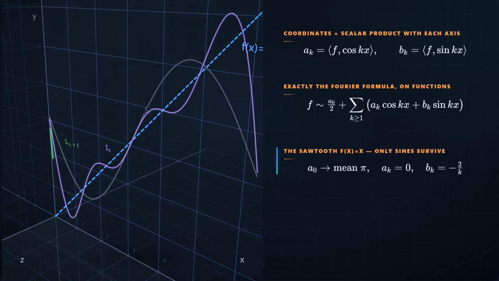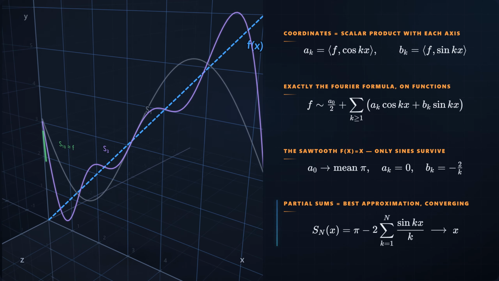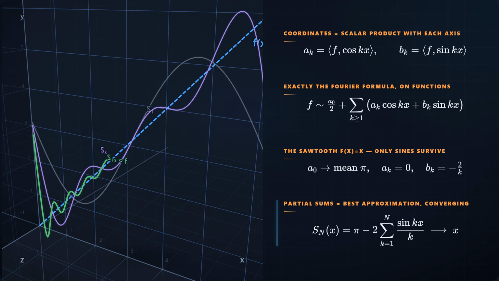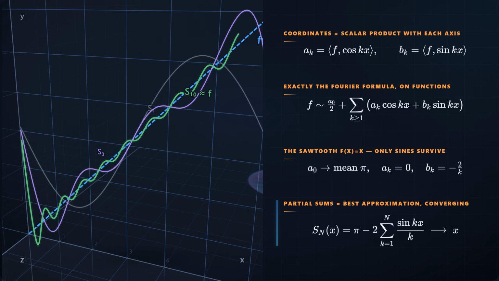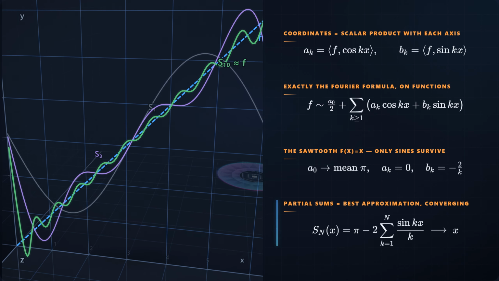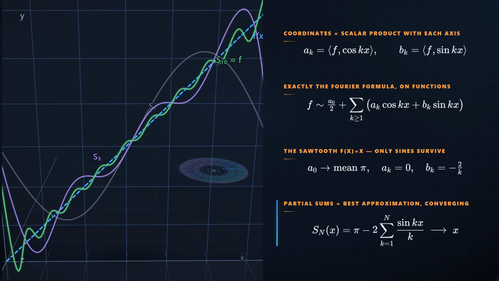And 10 of them practically lie on the line. It's tracking the ramp across the whole interval, almost perfectly, pinned to the midpoint only at the very ends, where the sawtooth jumps.